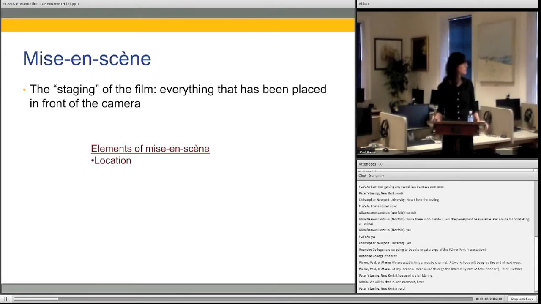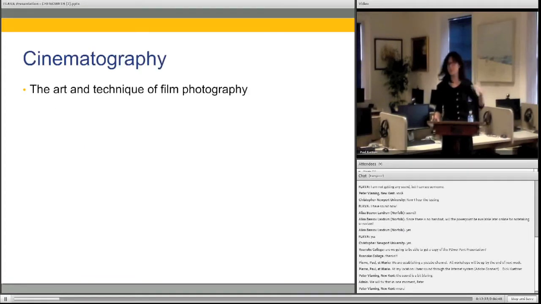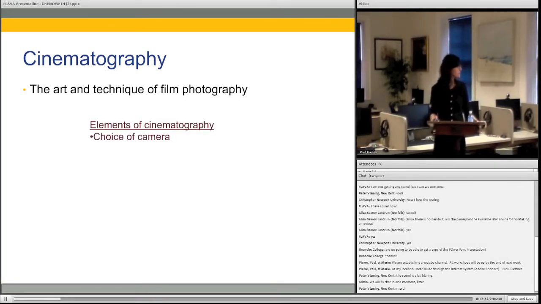So just to go through, location, slightly different from sets in terms of construction, right? Set design, costumes, makeup, props, actors, acting, style, sort of a vague term there, lighting effects. Right? And there were some other good ones I didn't even mention that came up. Great. Right, and then so sort of the next step in creating the film visually, cinematography, right, the actual techniques of photographing, of taking what you've put into place, right, the mise en scène, and turning it into a film.